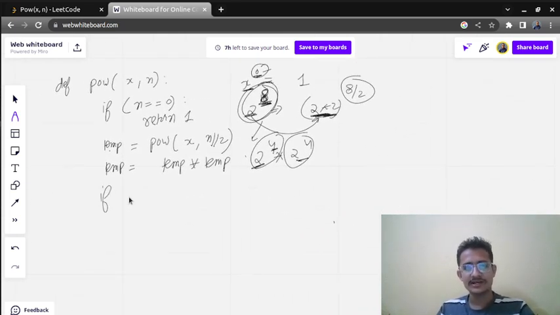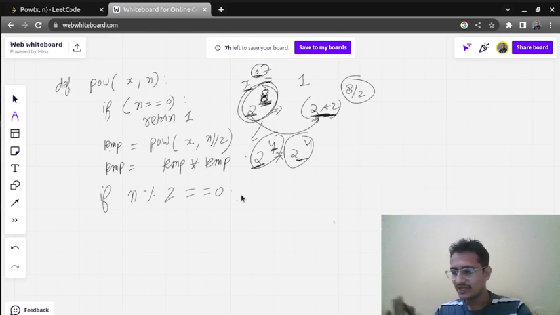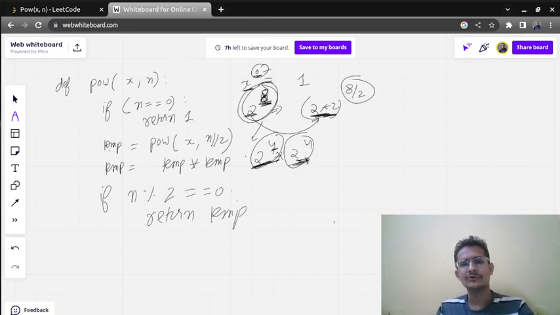Now we need to check if n % 2 equals 0. It means it is an even number, and if it is an even number, we directly return temp, because we don't have any issue. 2 to the power 4 into 2 to the power 4 is done, it is 2 to the power 8 only. But if it is not divisible by 2, suppose 2 to the power 9 is there, so what we have done, we have reduced the power.